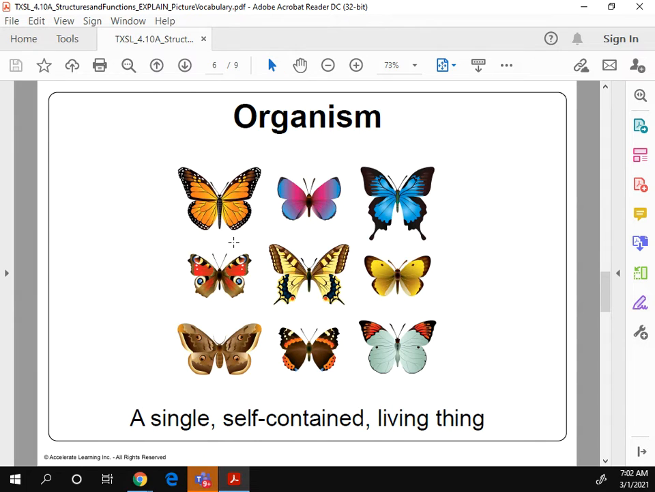Next is organism. So yes, they're giving you more information about organism, and we have learned about organism from our previous unit. So organism is a single self-contained living thing. So we can see here we have all these different types of butterflies. These are organisms. So an organism is a butterfly.